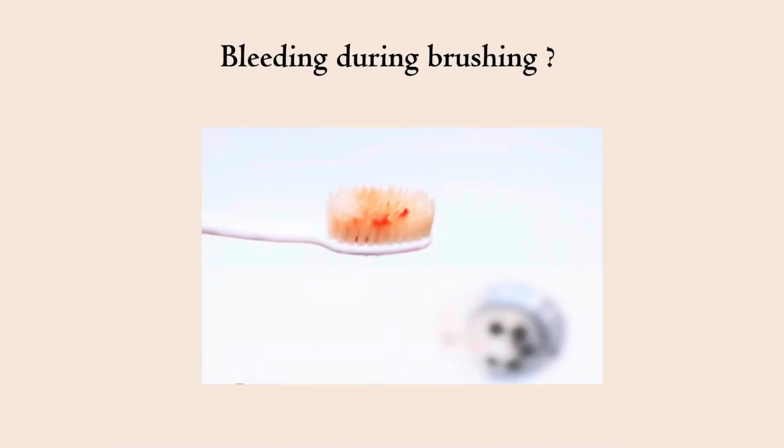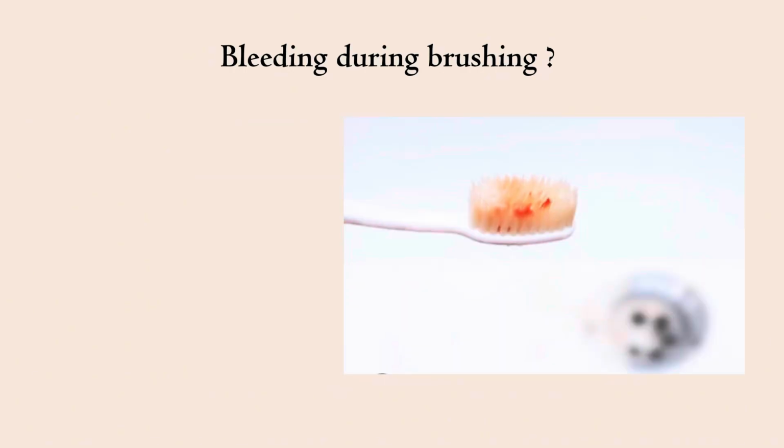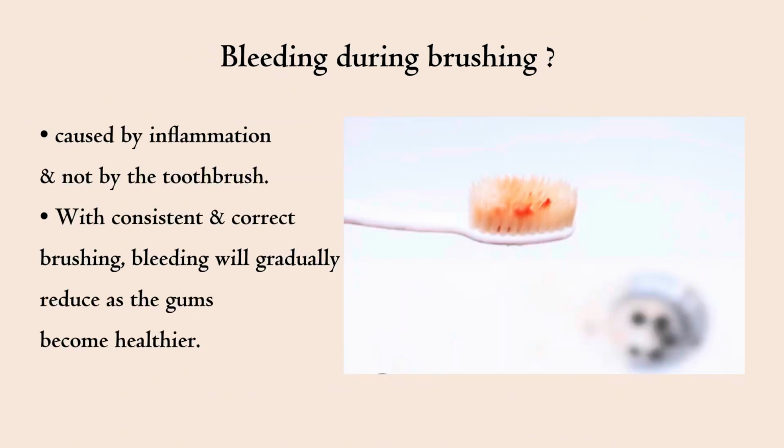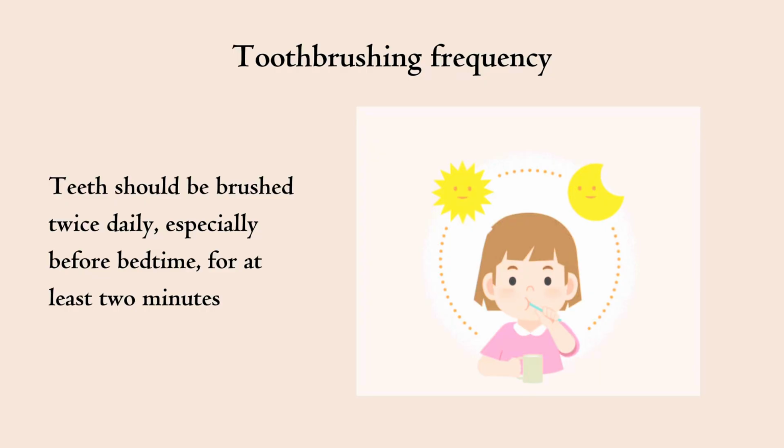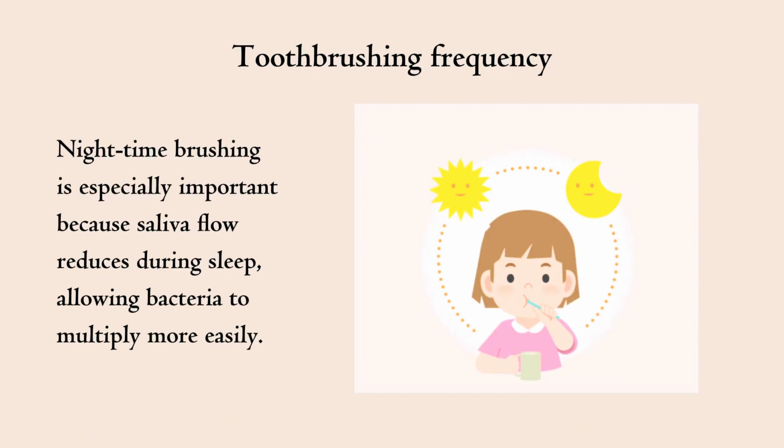Some patients may notice bleeding during brushing. This bleeding is usually caused by inflammation and not by the toothbrush. With consistent and correct brushing, bleeding will gradually reduce as the gums become healthier. Teeth should be brushed twice daily, especially before bedtime, for at least 2 minutes. Nighttime brushing is especially important because saliva flow reduces during sleep, which allows the bacteria to multiply more easily.